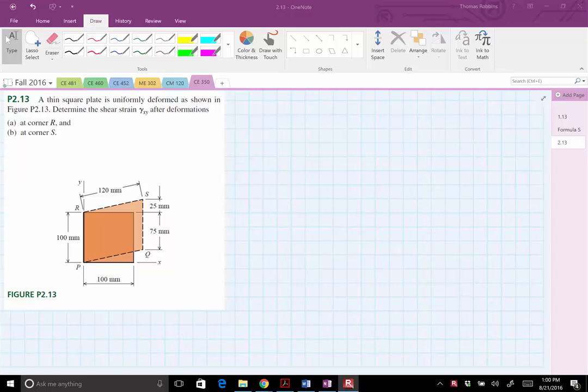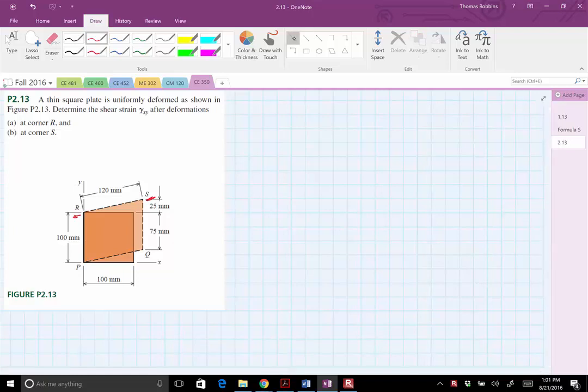This is out of your textbook, problem 2.13 on shear strain. The problem states a thin square plate is uniformly deformed as shown in the figure. Determine the shear strain after the deformations at corner R and corner S. So if we look here, this is corner R right here, and this is S right here.